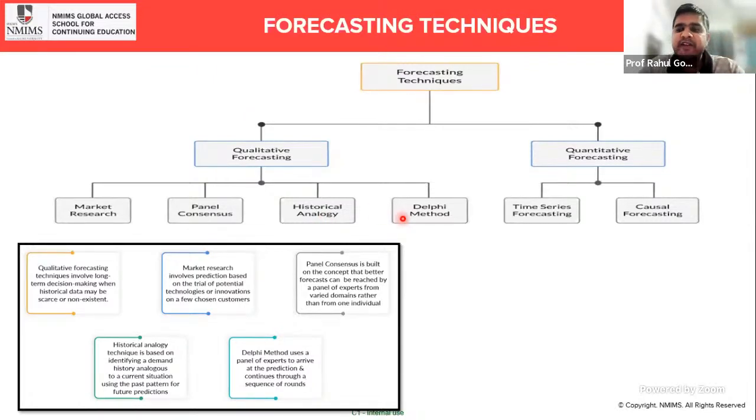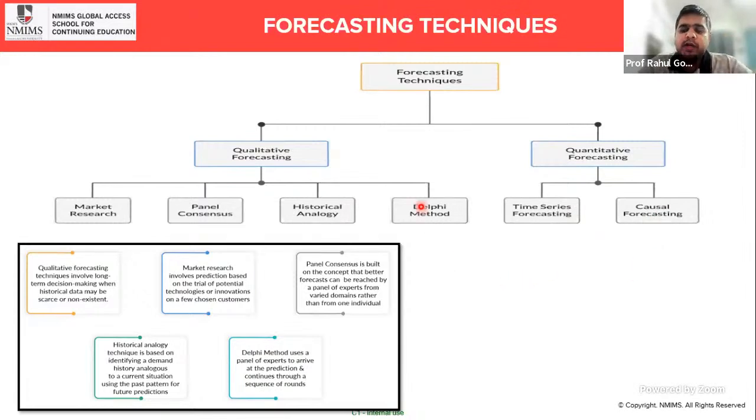Or we can use another variant of panel consensus, which is called the Delphi method, which is again to build consensus by taking estimates from certain subject matter experts. The second category is quantitative, which is more dependent on availability of historical data, and availability of demand drivers or explanatory variables. Whether we are forecasting only based on historical data or based on variables, it classifies accordingly. So we'll see time series forecasting, where there will be a lot of methods, and causal, where there will also be a lot of methods.